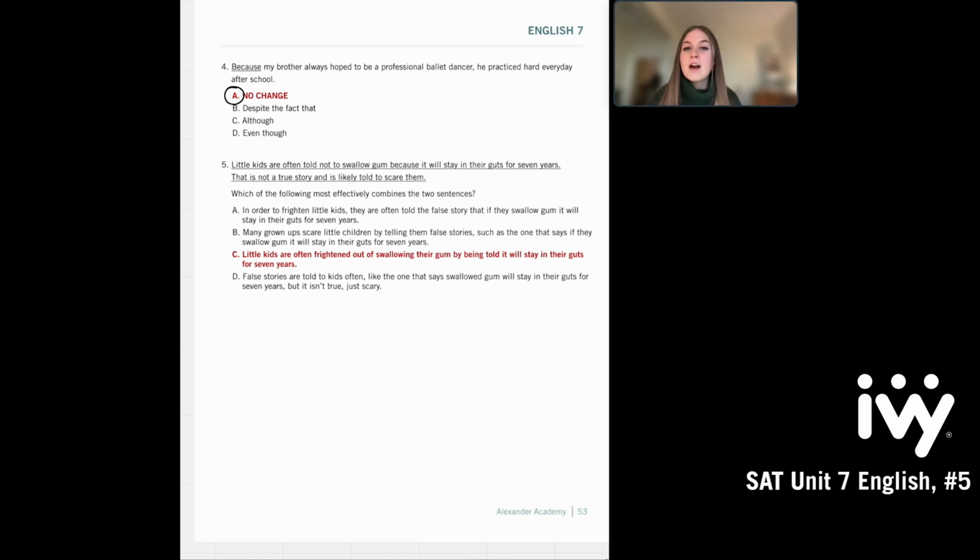And finally, number 5. Little kids are often told not to swallow gum because it will stay in their guts for 7 years. That is not a true story and is likely to scare them. Which of the following most effectively combines the 2 sentences? Here, choice C most effectively combines the 2 sentences because it avoids adding in extraneous words and being redundant.